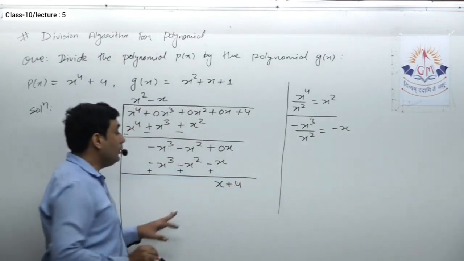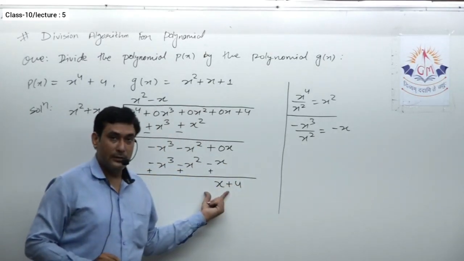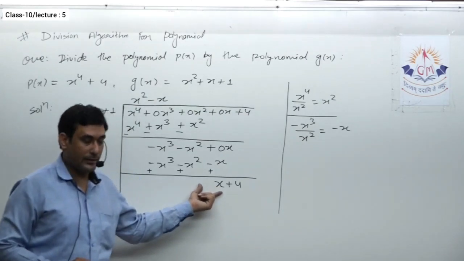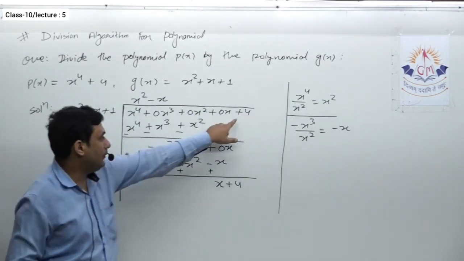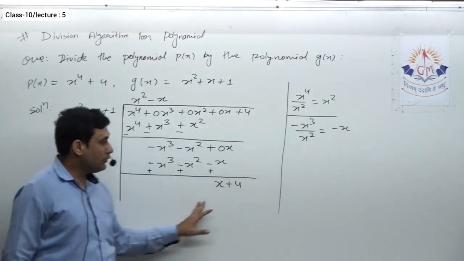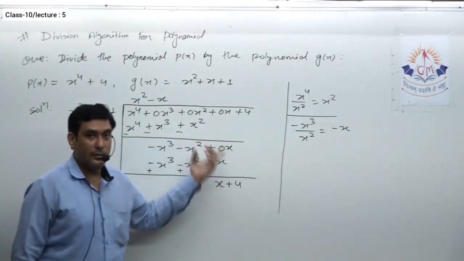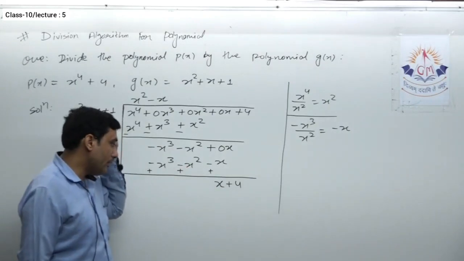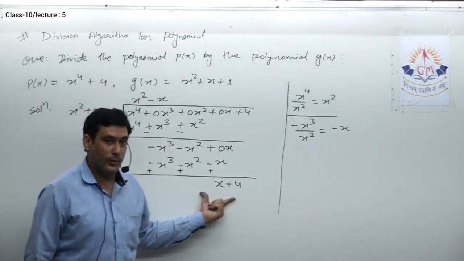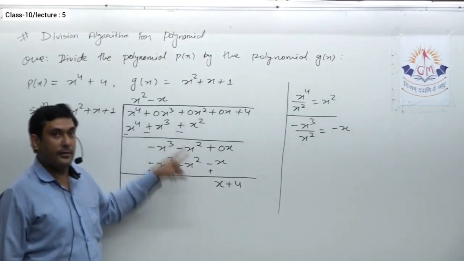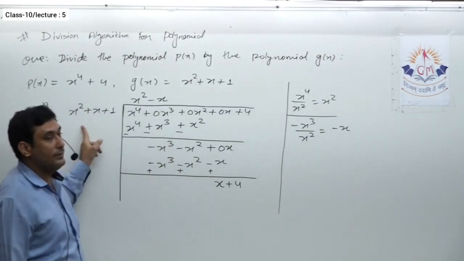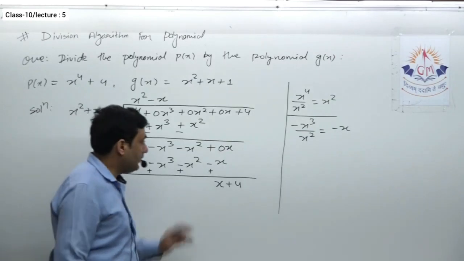Now as I told you, there must be three terms in the dividend in this case, because there are three terms in the divisor, but there is only one term left over here, and this also shows that our long division is over. We have to stop here because the degree of the remainder polynomial is less than the degree of the divisor polynomial. So this is the final answer.